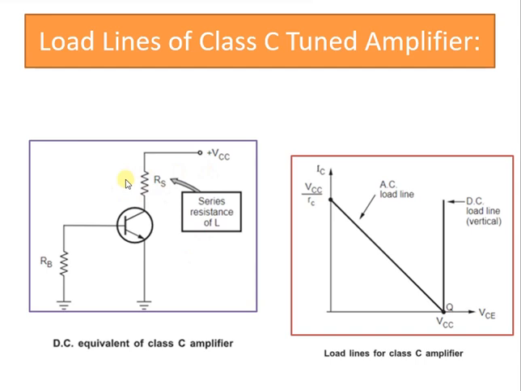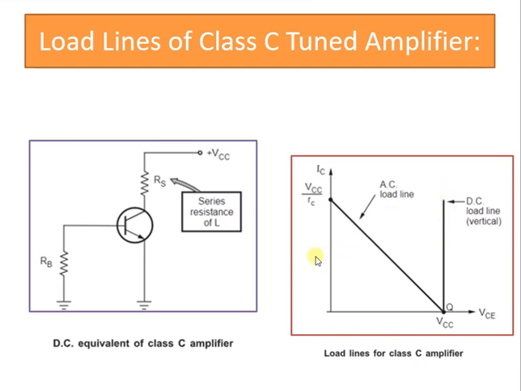As the value of the resistance RS is very small, the slope of the DC load line, which is the reciprocal of the resistance RS, is very high, tending to infinity. So you can observe here the DC load line, which is almost vertical, and this tends to infinity. Hence the DC load line is not very important for the Class C amplifiers.